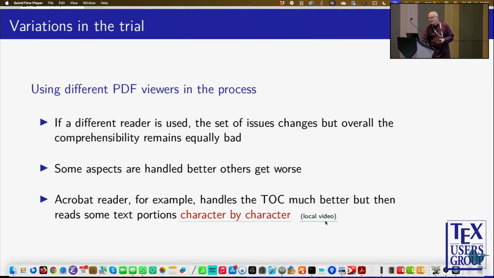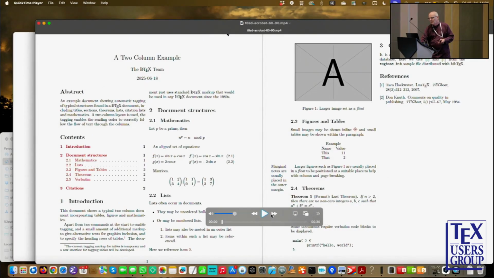Just a quick one to you here. It's in the introduction, the text. 2.1 Introduction. This document shows a typical two-column document incorporating tables, figures, and mathematics. Apart from a command to enable e-tagging, and a small amount of additional markup to give alternative text for graphics inclusion, and to specify the header and row.